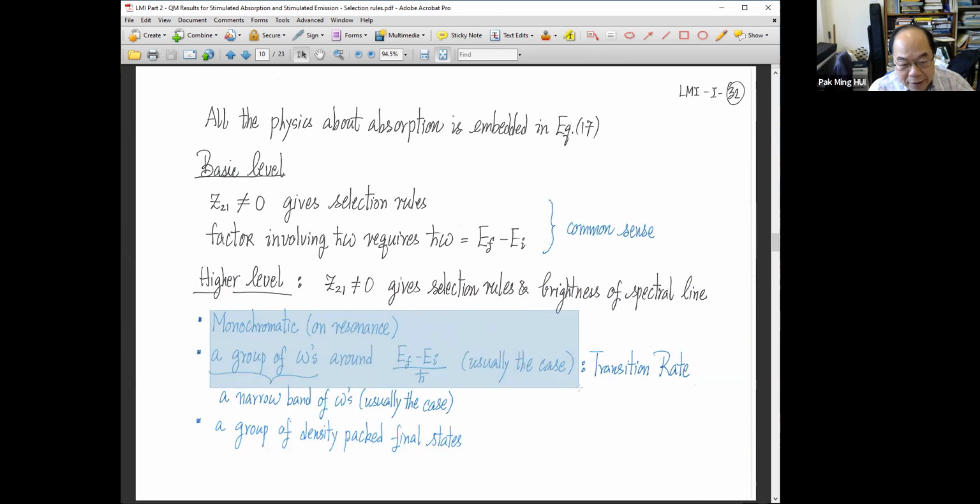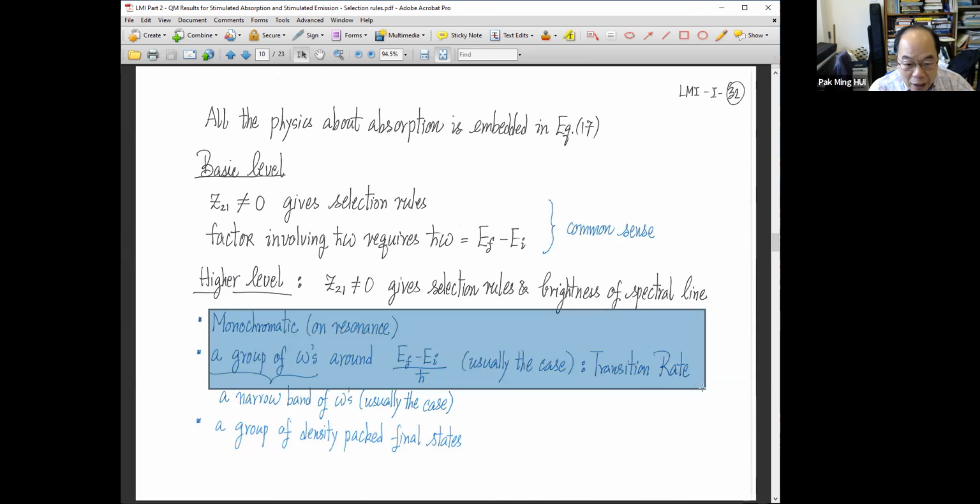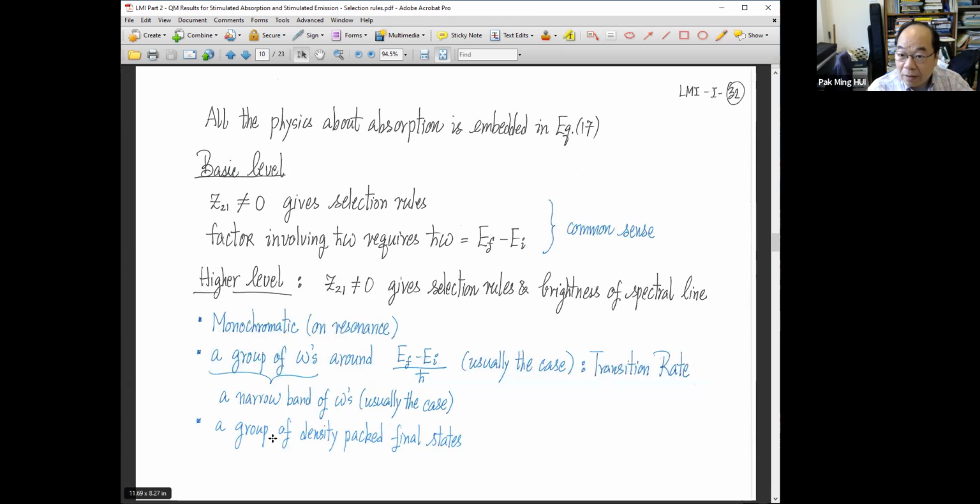And then in this case, we can derive further to get something called the probability per unit time of an atom absorbing the light and making a transition to the excited state. Even further development is that you have an excited state, but you may have a group of final states. This is usually the situation in solids, because in solids, you have energy bands.